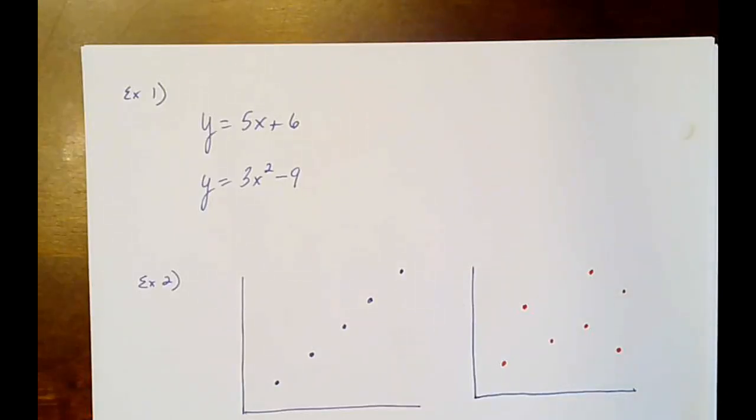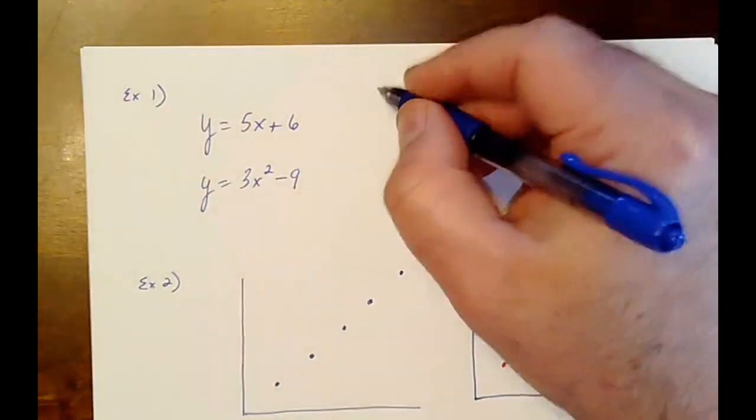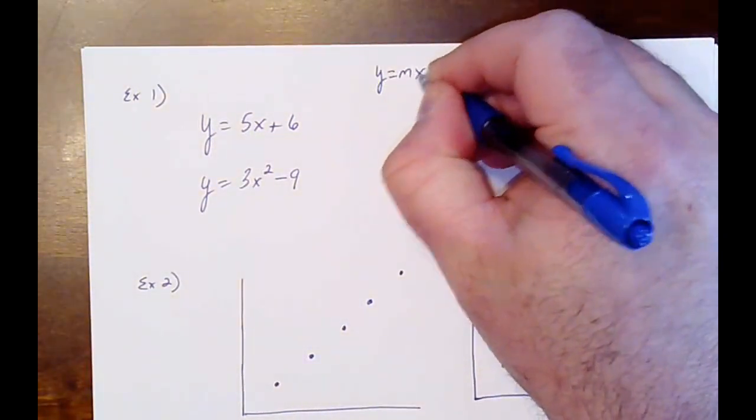Alrighty. Today I think should be pretty quick and easy. Just try to decide whether things are linear in nature or whether they're not linear, or non-linear. Very simply, a linear equation is always y equals mx plus b.